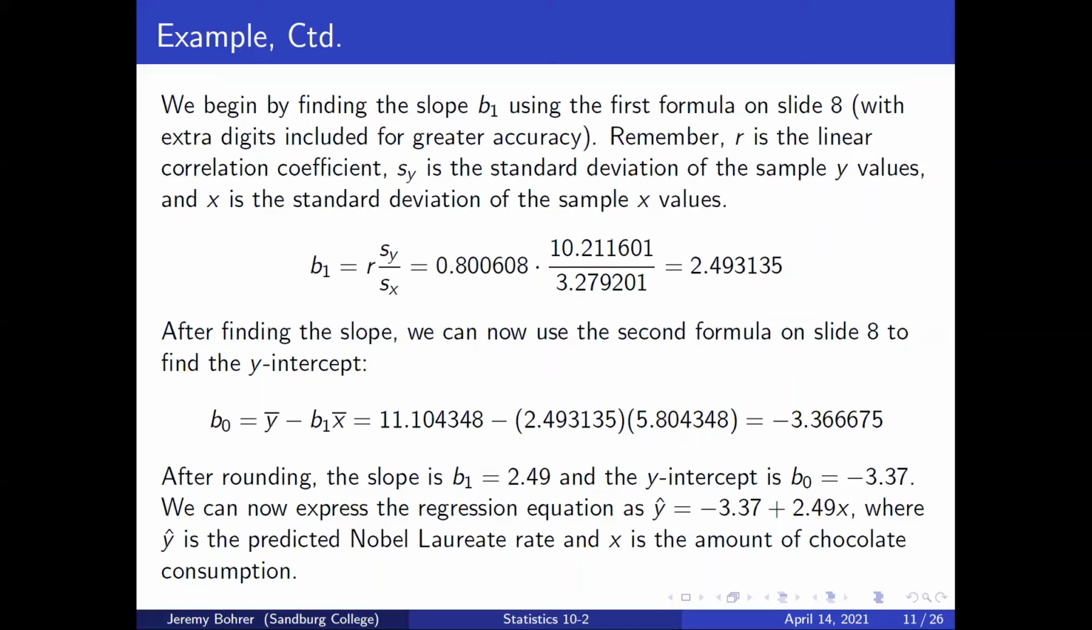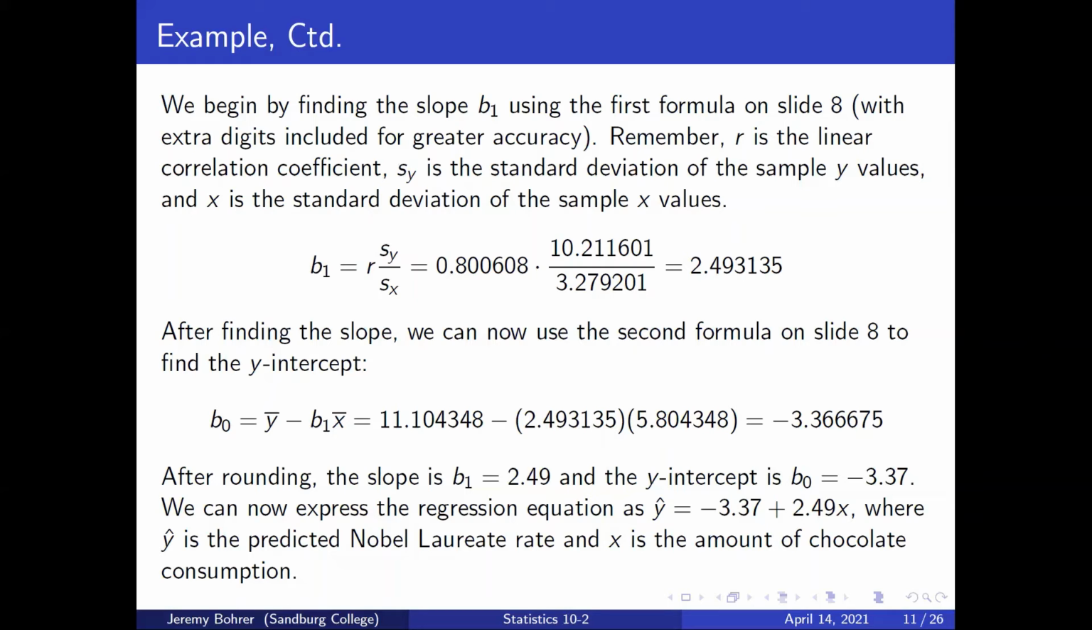2.493135. After finding the slope, we can now use the second formula on slide 8 to find the y-intercept. b naught equals y bar minus b1 times x bar, which is equal to 11.104348 minus 2.493135 times 5.804348, which is equal to negative 3.366675. After rounding, the slope is b1 equals 2.49, and the y-intercept is b naught equals negative 3.37.